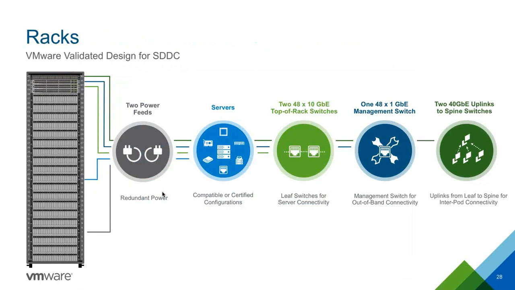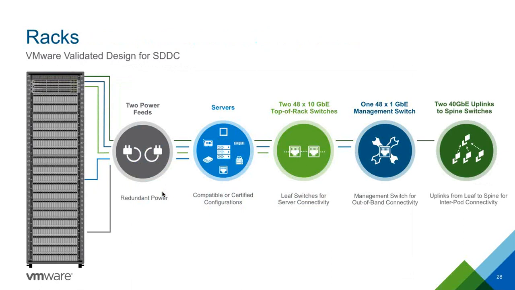You will see in our design, our requirements right now are a layer 2 leaf and spine. At a minimum you have two 48-port 10 gig switches at the top of the rack. Each of the hosts is plumbed into each of the switches. You'll have a 48-port switch with 1 gig connectivity, and that'll be used for out-of-band management.